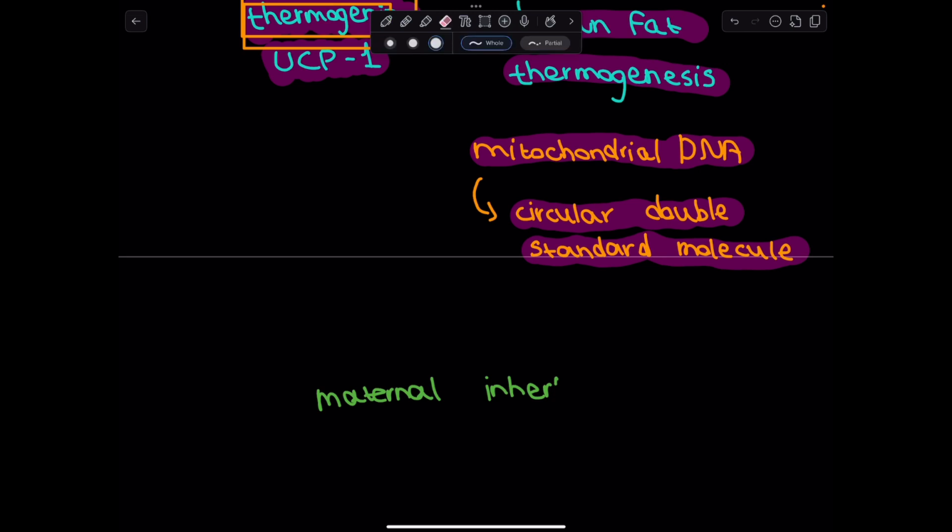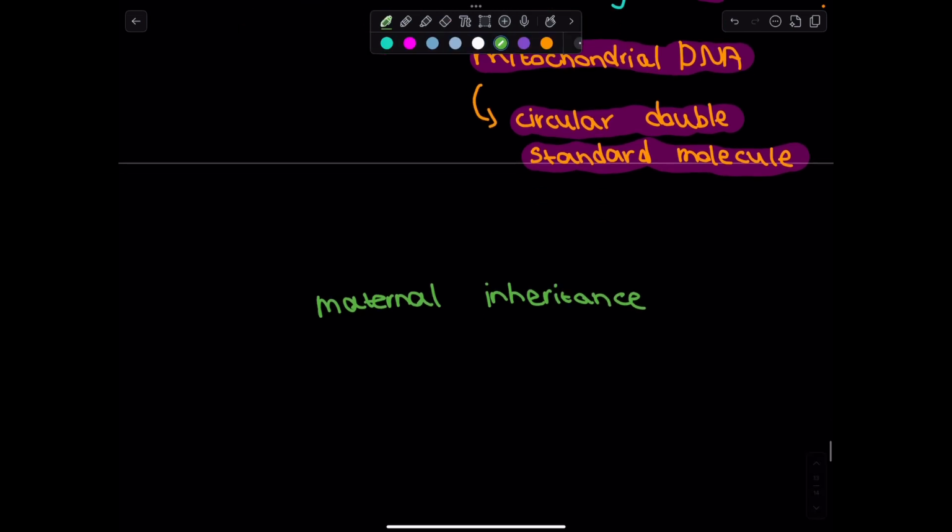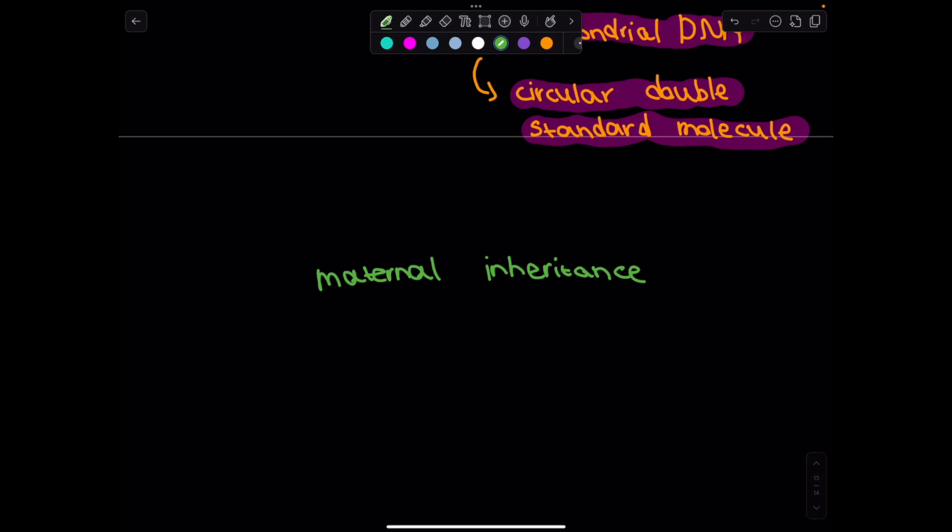So, the embryo derives the mitochondria from the egg, and most sperm mitochondria are not absorbed. So why? How come? How is this possible?